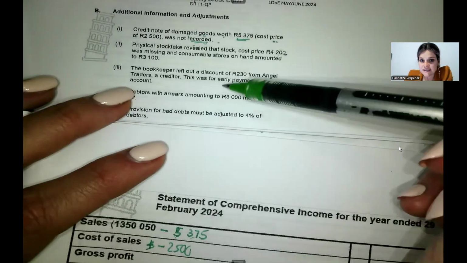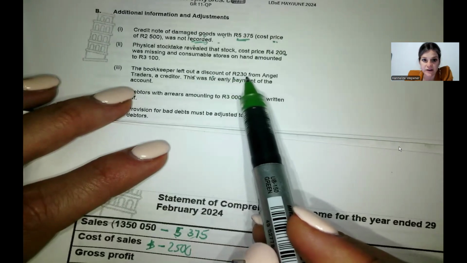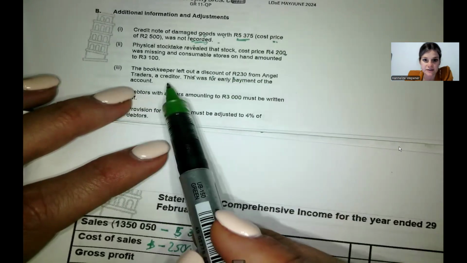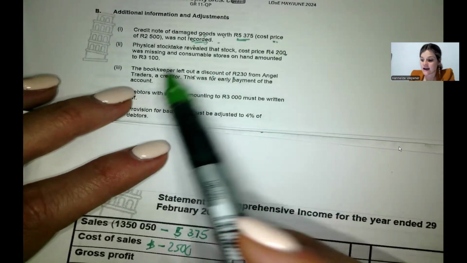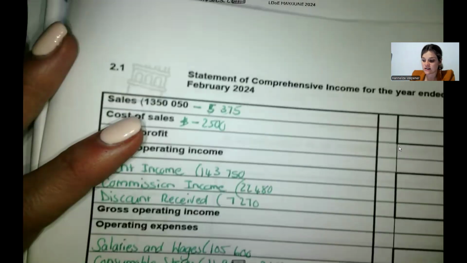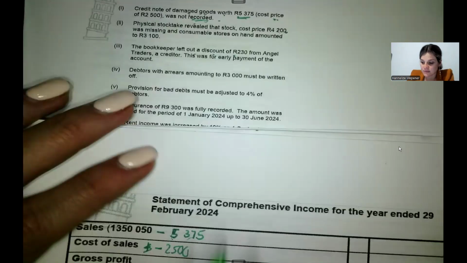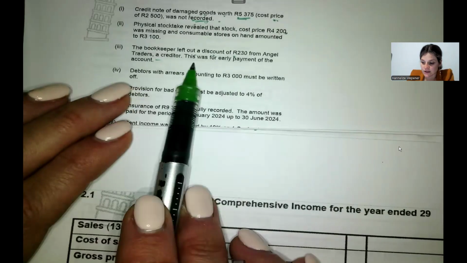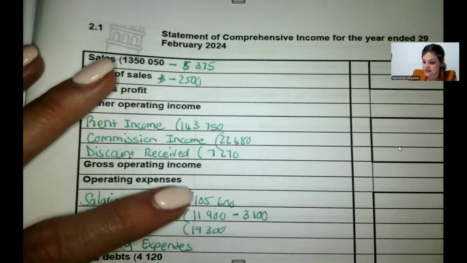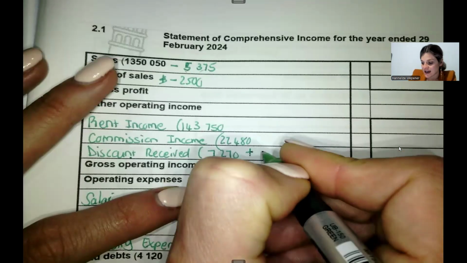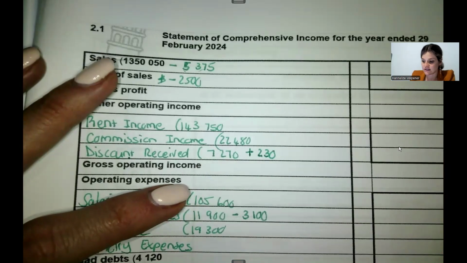Then it says that the bookkeeper left out a discount of 230 Rand from Angel Traders, a creditor. This was for early payment of the account. In other words, we received 230 Rand in discount that our bookkeeper didn't record. It was left out, so omitted. So we must go to our discount received and we must add 230 Rand for our discount received.